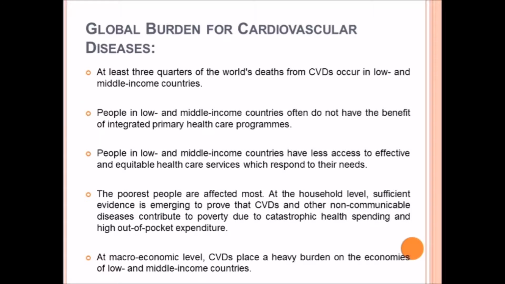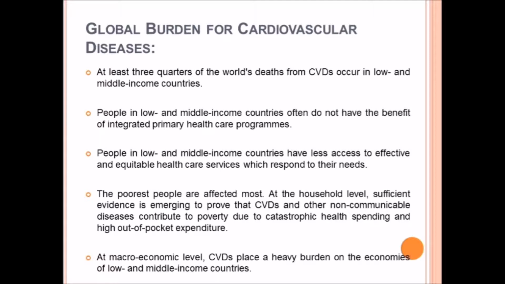People in low and middle-income countries often do not have the benefit of integrated primary health care programs for early detection and treatment of people with risk factors, compared to people in high-income countries. People in low and middle-income countries who suffer from CVD and other non-communicable diseases have less access to effective and equitable health care services which respond to their needs.